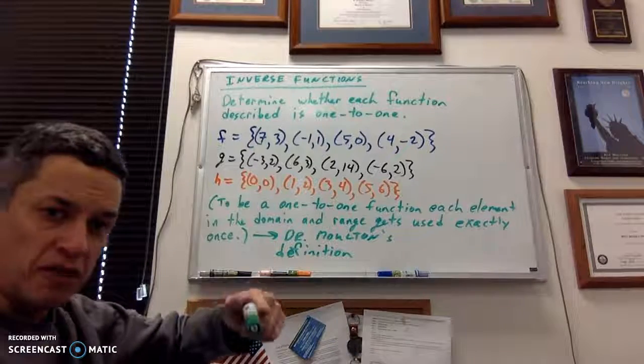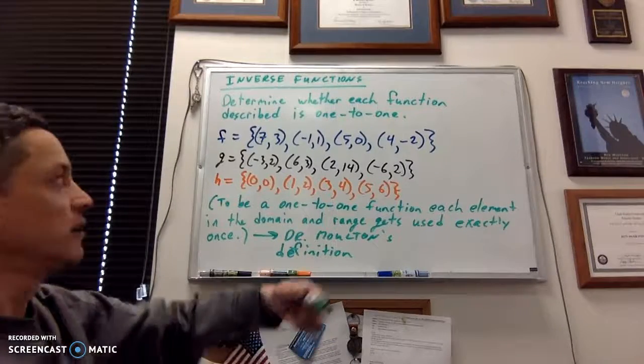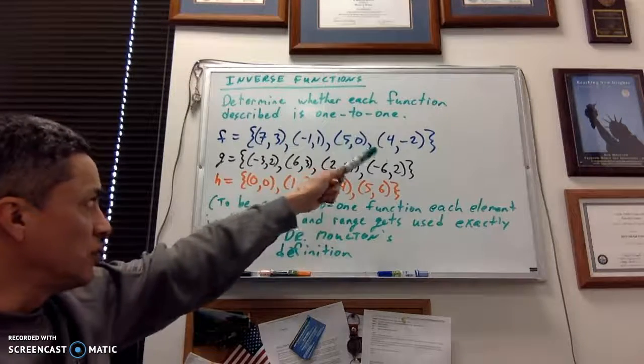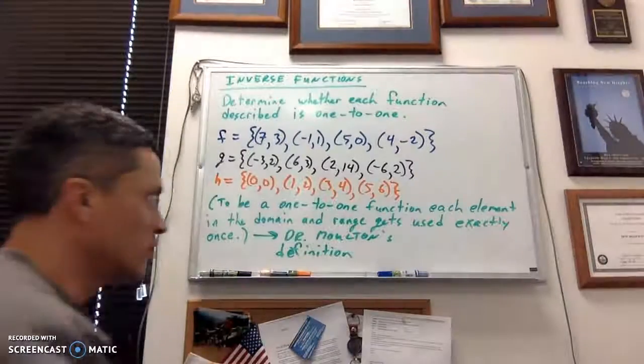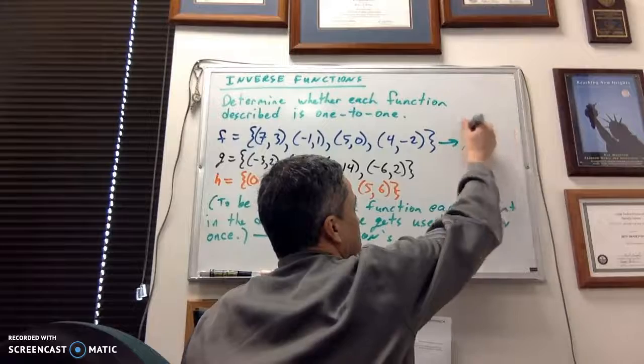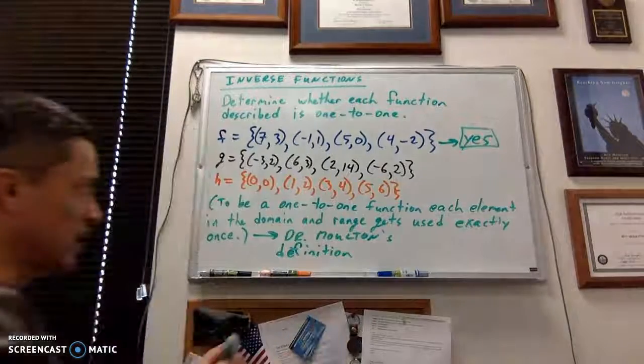To be a one-to-one function, so do the y's. So y's can only get used once here. 3, 1, 0, negative 2. So they're used once, so it's a one-to-one function. Let's look at our second one.